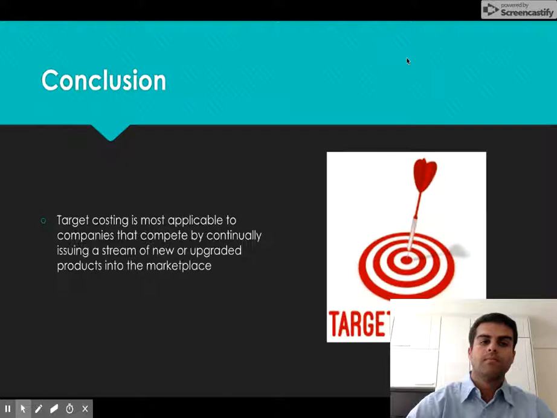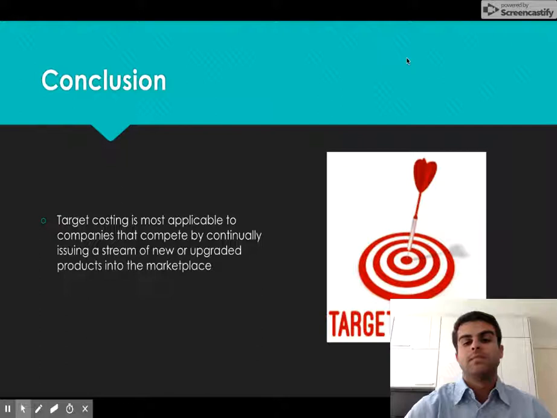Target costing is most applicable to companies that compete by continually issuing a stream of new and up-to-date products into the market. So for them, target costing is key to survival. But target costing is less necessary for those companies that have small numbers of legacy products that require minimal updates. Also, target costing has limited application in the service business, where labor comprises the primary cost.